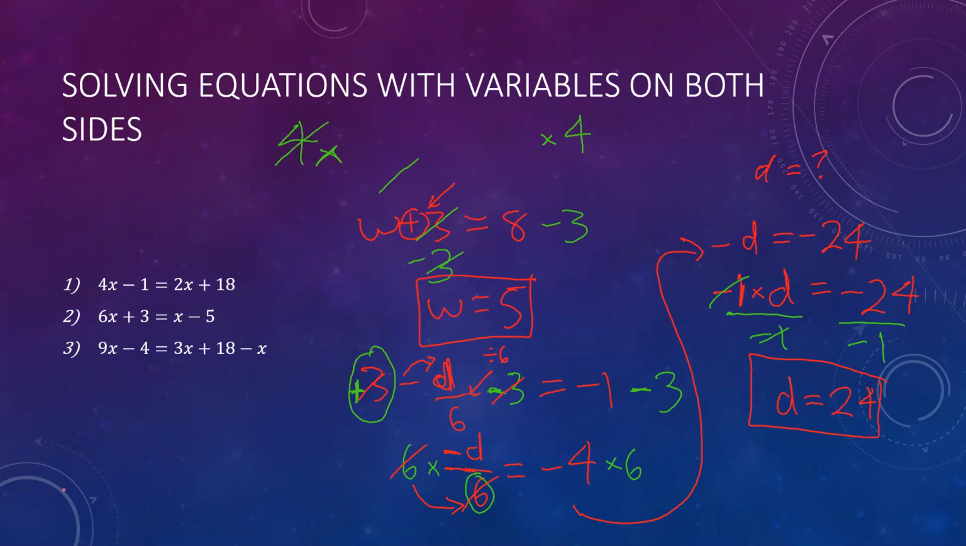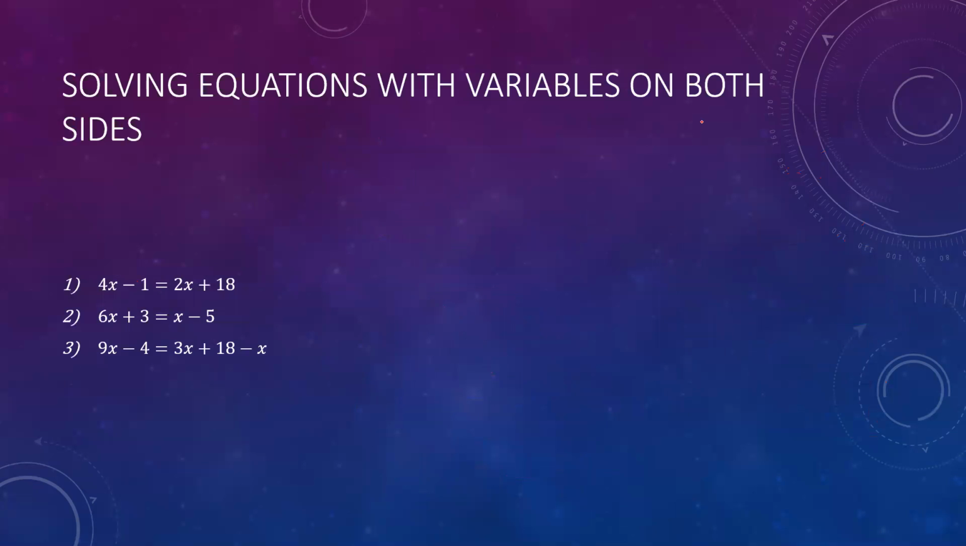Okay. So I'm going to eliminate this so we can see more drawing. Sorry, you can see the work here. So in the first one here, I have 4x minus 1 is equal to 2x plus 18. So I have to think to myself, okay, well, I want to move all the variables. I want to make sure that all the x's are on one side and all the numbers are on the other side.